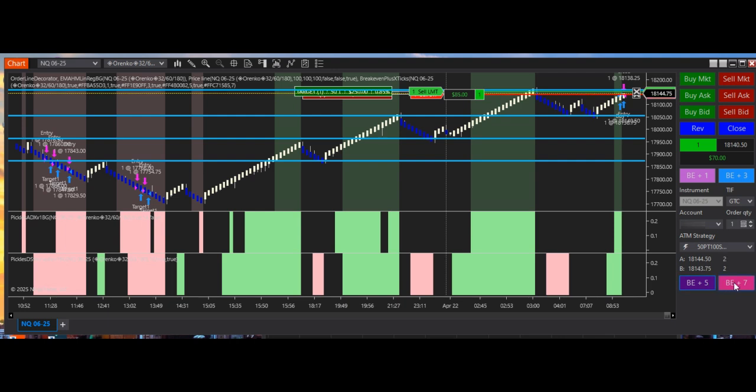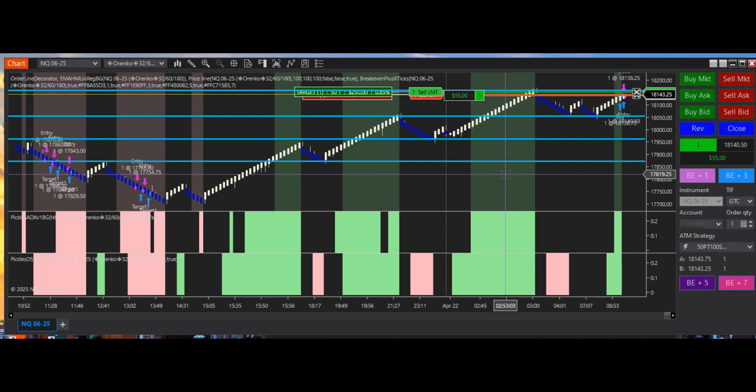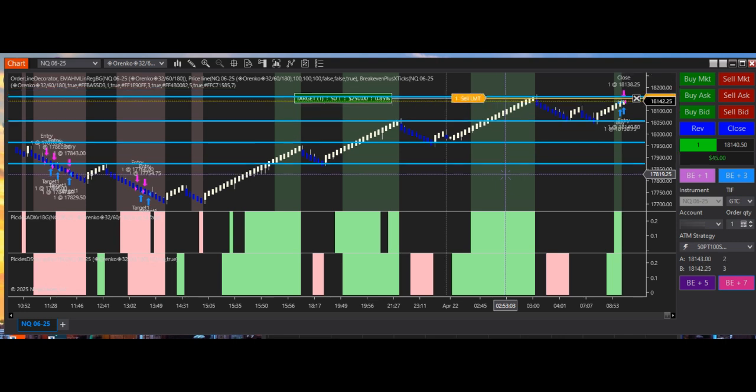Once I'm in profit, meaning the current price has moved beyond my initial entry, I go ahead and move my stop loss to break even. I do have buttons there. You can see break even +1, break even +3, +5, and +7. That's break even on your initial entry, up to +7 ticks beyond your initial entry.